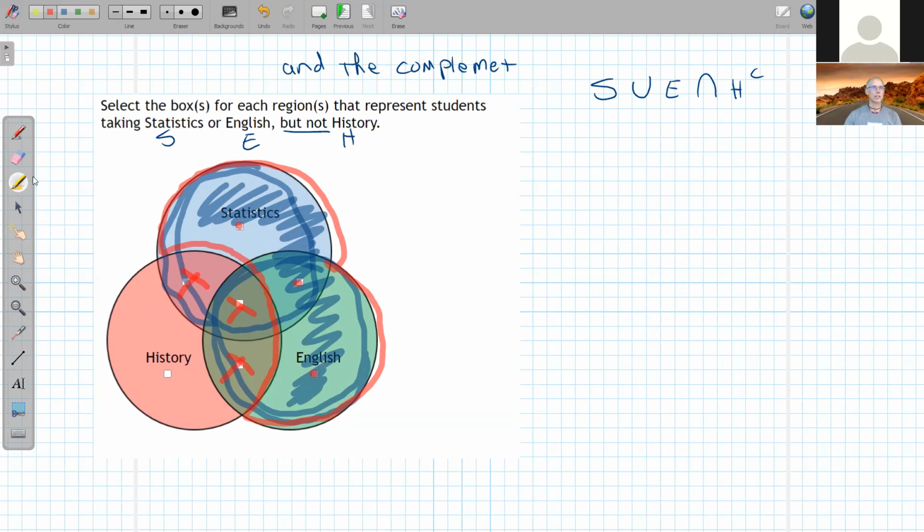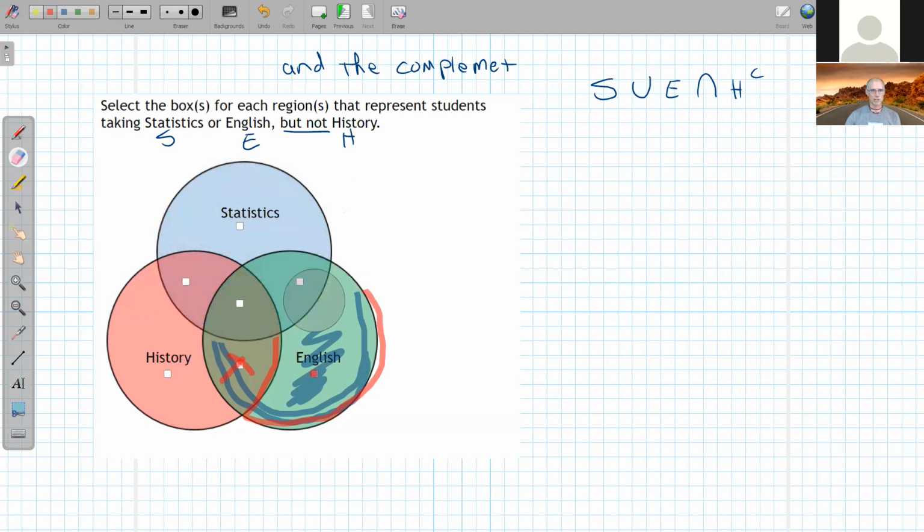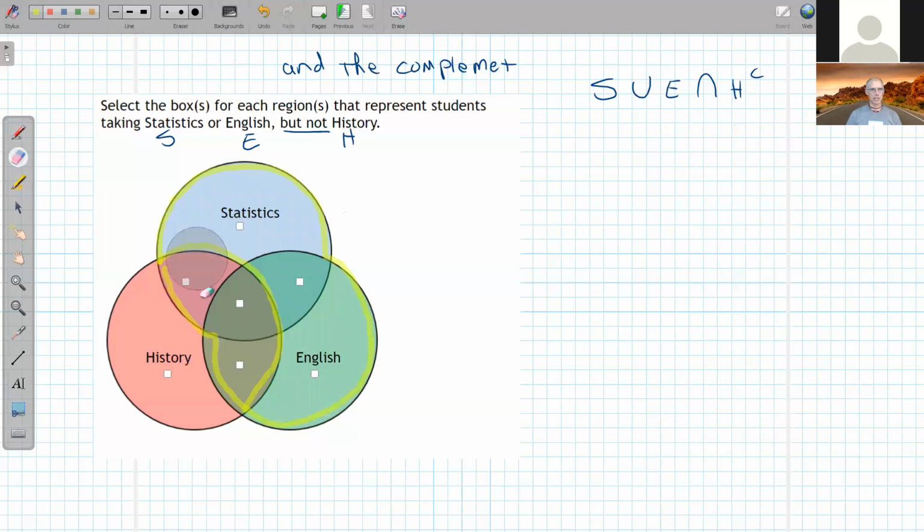Got kind of messy. Let's erase and do it again. Wow, it's a nice big eraser. Okay, fun with digital paper. All right, so again, I want statistics or English. So if I use, let's do the yellow highlighter maybe, is that visible here? So statistics or English is this whole figure 8, like that. But then they say, but not history. So then I have to modify to say, oh, look out there instead, and erase that part right there. So the answer would be this stuff up here.